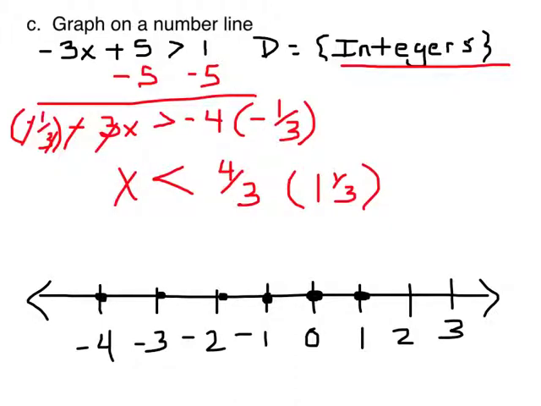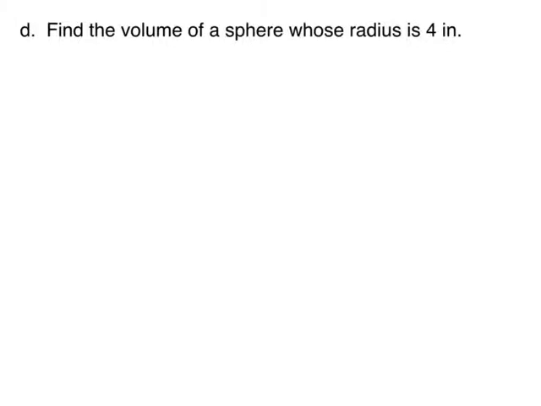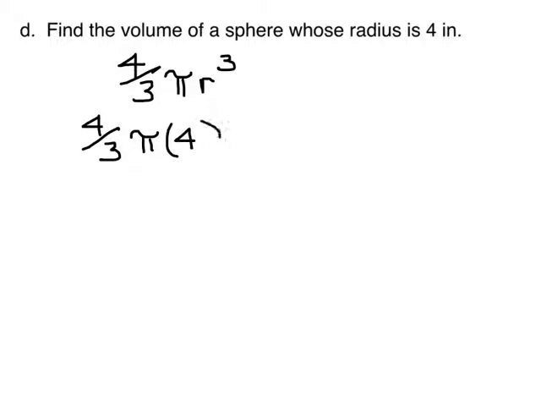Okay, let's do our next one. Find the volume of a sphere whose radius is 4 inches. Our formula for volume of a sphere is 4/3 pi times the radius cubed. If I put in 4 for the radius, 4 cubed is equal to 64.